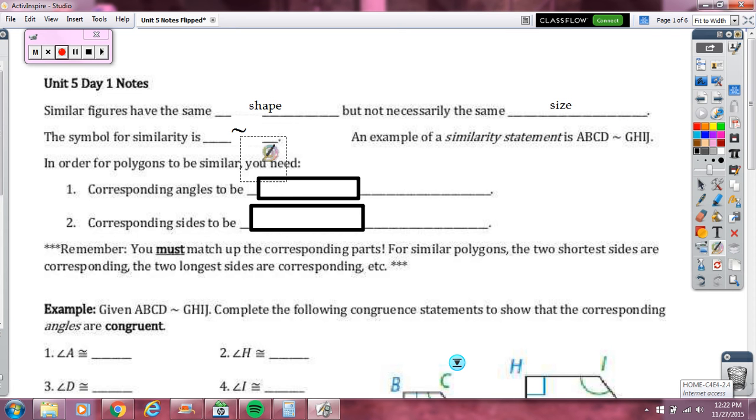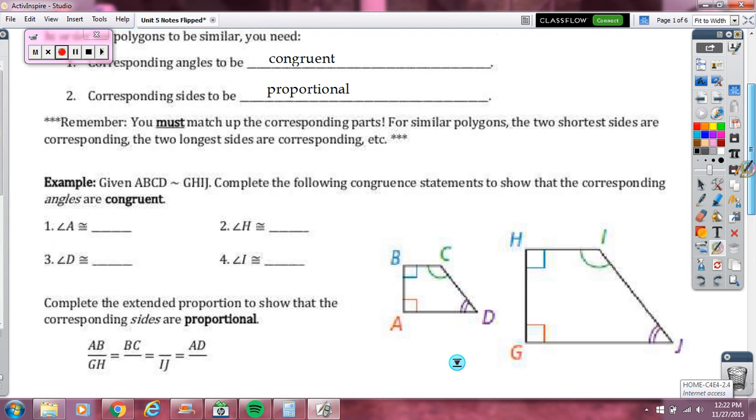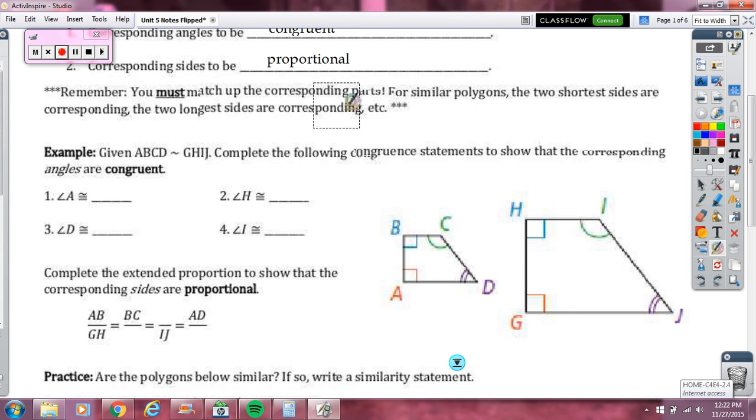And in order to check if polygons are going to be similar, you need to see if the corresponding angles are congruent, or the same size, and if corresponding sides are proportional. We'll talk about what that means here in just a minute. Just keep in mind that you have to match up the corresponding parts. So for similar polygons, the two short sides match up, and then the two long sides would match up.